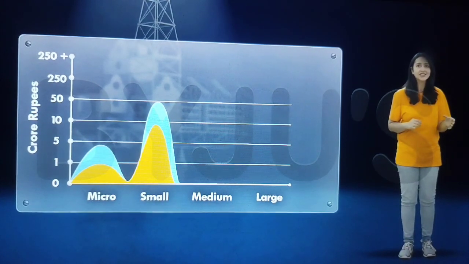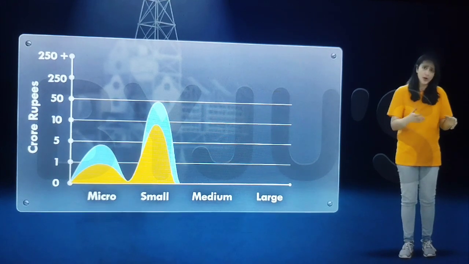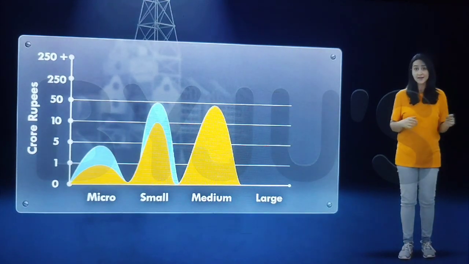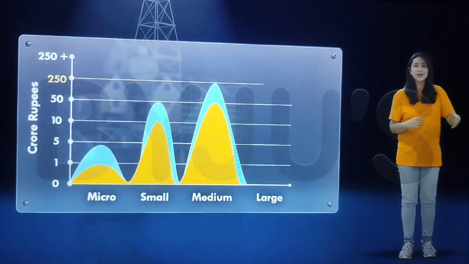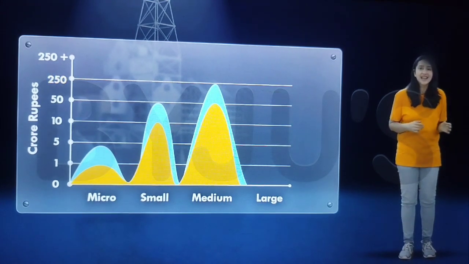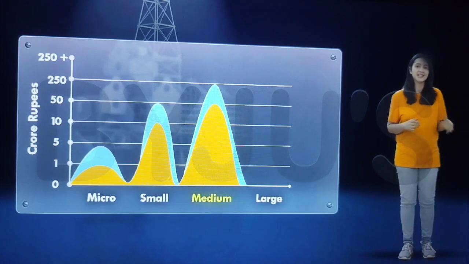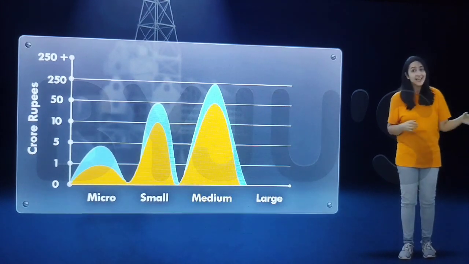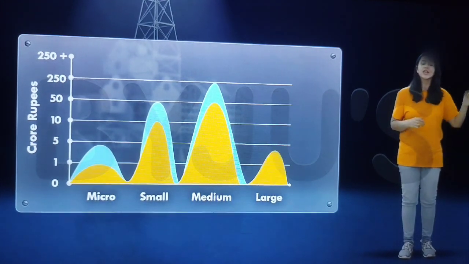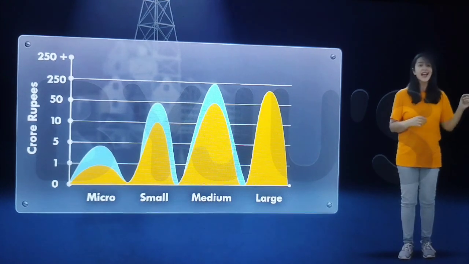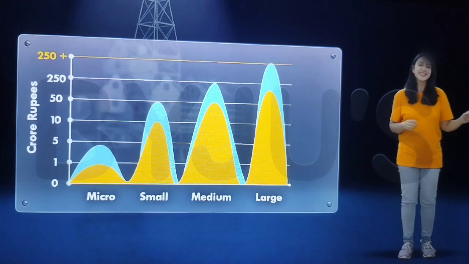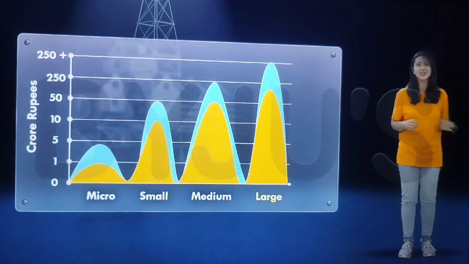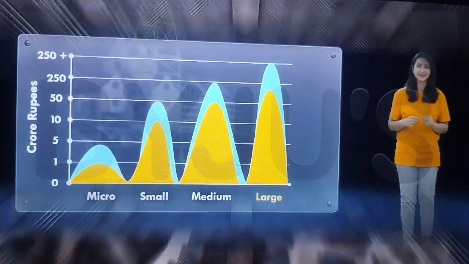If the industry's investment in plant and machinery or equipment does not exceed 50 crores and its turnover is not more than 250 crores, then it is categorized as a medium scale industry. And finally, if the industry's investment is more than 50 crores and its turnover is more than 250 crores, it is considered as a large scale industry.